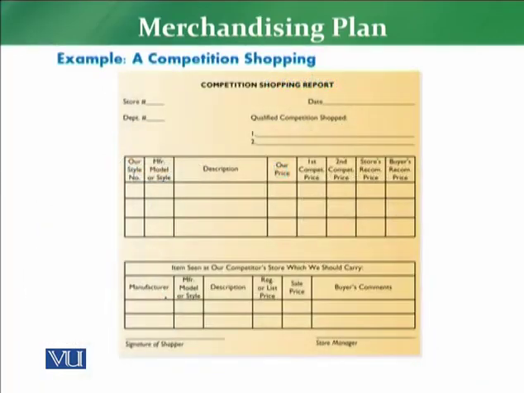This is an example of a shopping competition report, which you get once you visit your competitor, and not just the first competitor. You can visit multiple competitors. Then you can identify whatsoever you are looking for. This example of the report will tell which model you are going to search, which product you are going to check, what the description of that particular product is, and what the price of that particular product is.